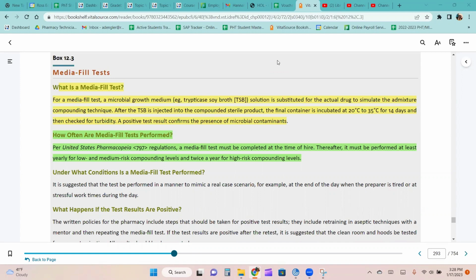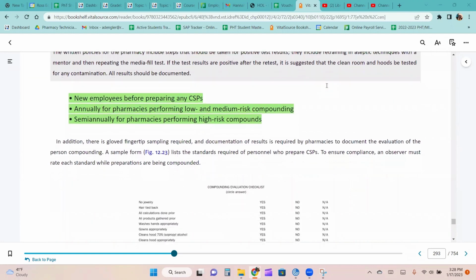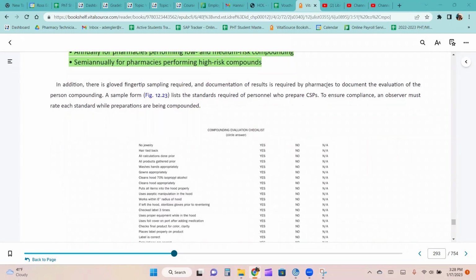Per the United States Pharmacopoeia 797 regulations, a media fill test must be completed at the time of hire. Thereafter, it must be performed at least yearly for low and medium risk compounding levels and twice a year for high risk compounding levels. In addition, there is a glove fingertip sample required. And documentation of results is required by pharmacies to document the evaluation of the person compounding.